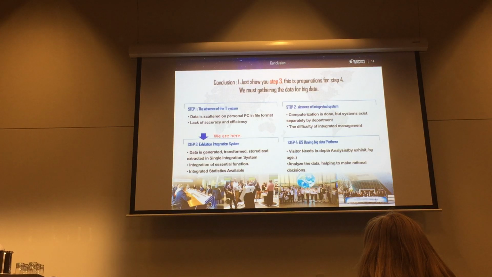Step 2. Absence of integrated system. Computerization is done, but systems exist separated by department. The difficulty of integrated management. Step 3. Exhibition integration system. Data is generated, transformed, stored, and extracted in a single information system. Integration of essential functions. Integrated statistics available.